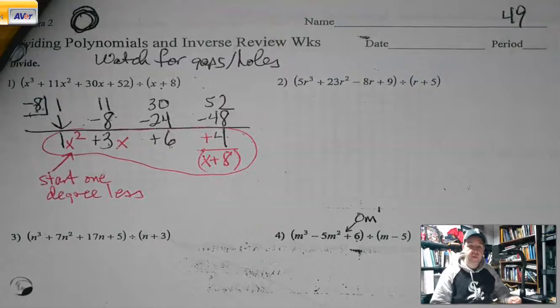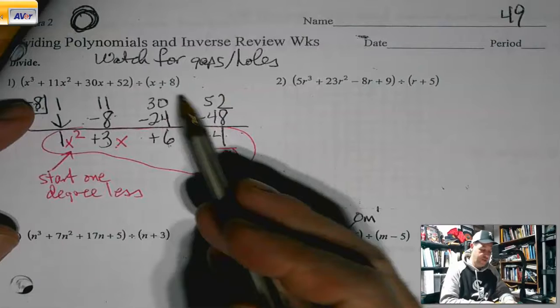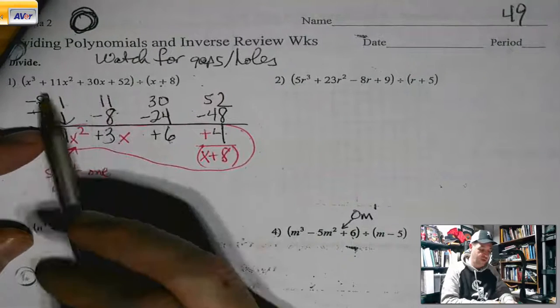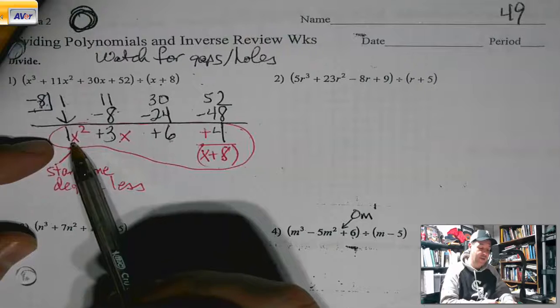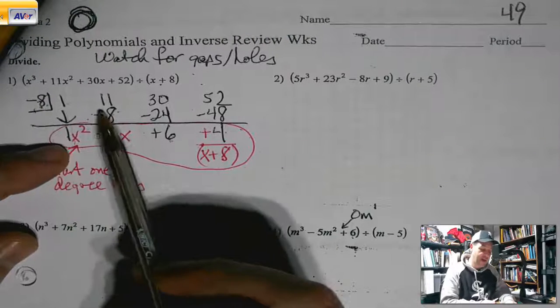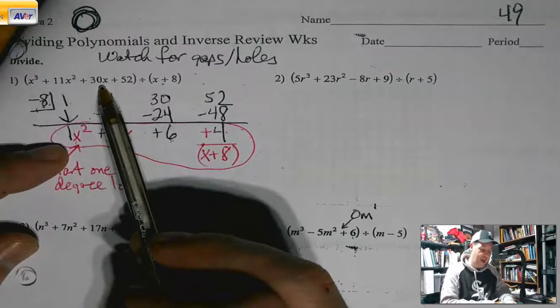Okay? So just kind of give that a moment. Switch the sign, write all my coefficients, and it's always after the first one gets dropped, multiply to go in the next blank, add down.